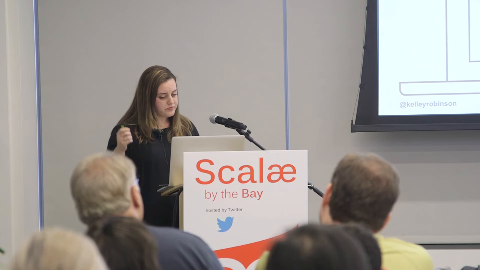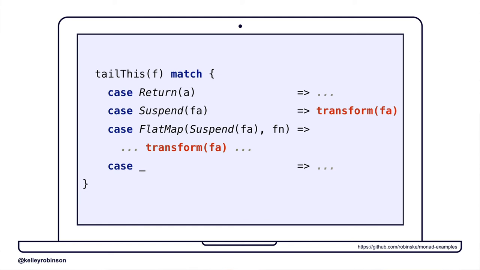The important thing to note with this pattern match is that the transformation is going to happen on that suspend step. This is where the interesting stuff happens. This is where the evaluation occurs. And so let's look at a couple examples of interpreters for this.